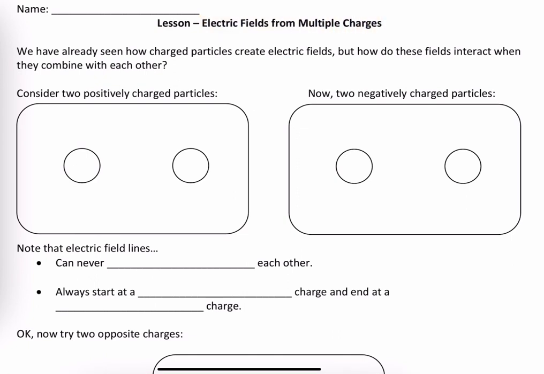First of all, let's consider two positively charged particles. And let's look at what the field might be like created by these charges. And for now, we're not going to write anything permanently. We're just going to sort of do some sketching. So the field created by this first charge on the left would probably look like this.